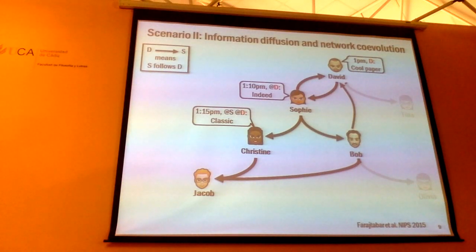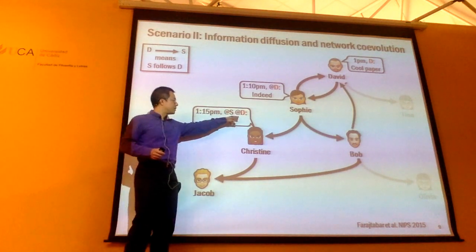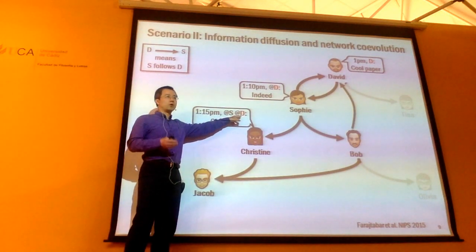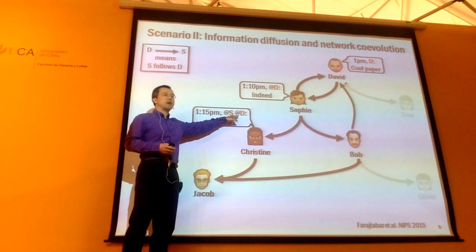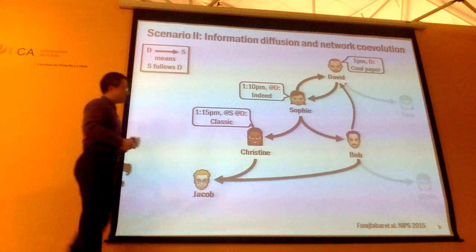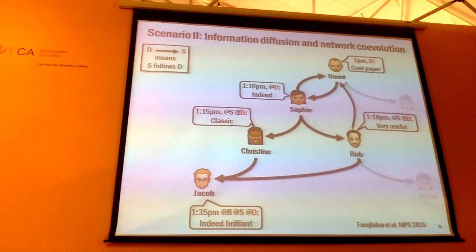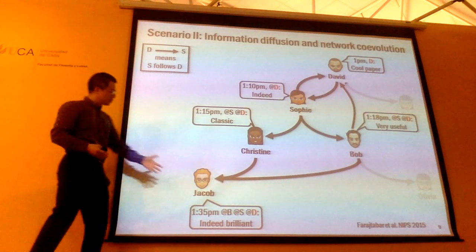Christine also likes it. Every time this information gets propagated in Twitter, the identity of the original information source is recorded, right? So in Twitter you see something like this, @somebody, right? It's telling you the original source of the information. And then this Bob may also respond to it at a different point in time, and then Jacob is going to, in the end, respond. Indeed, brilliant, okay? So in this particular case, information is propagated from David to Jacob.